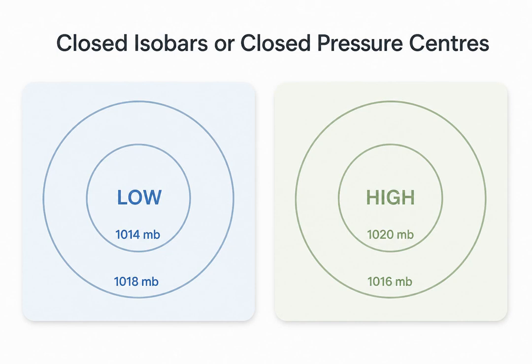When isobars form closed loops, they indicate distinct pressure centers. A low-pressure system, or cyclone, is enclosed by one or more isobars where the absolute lowest pressure is right in the middle. On the flip side, a high-pressure system, or anticyclone, has the highest pressure in the center, with pressure decreasing as you move outward.